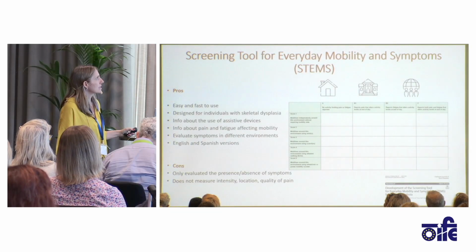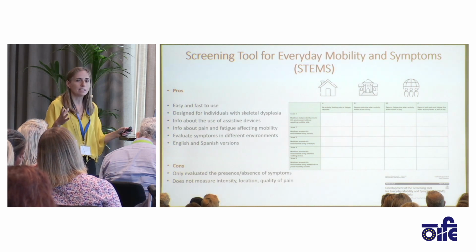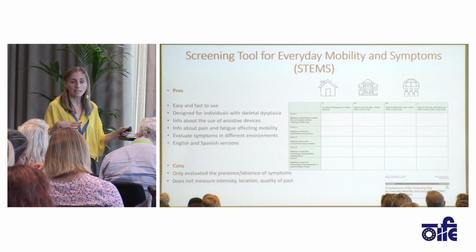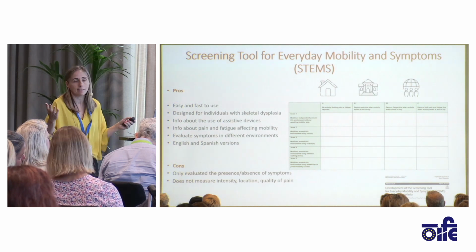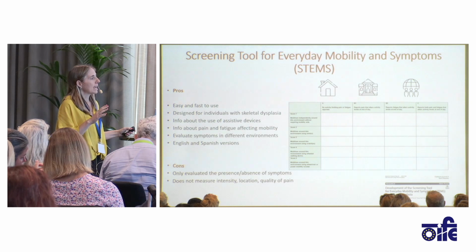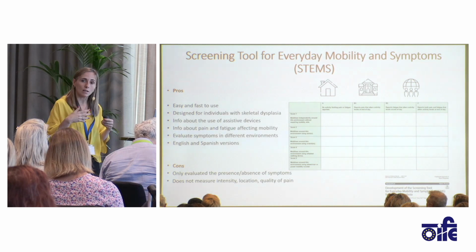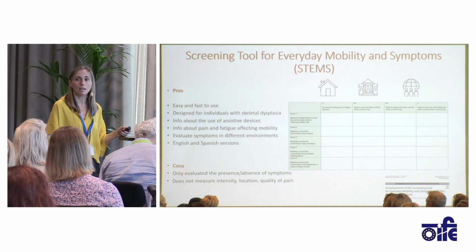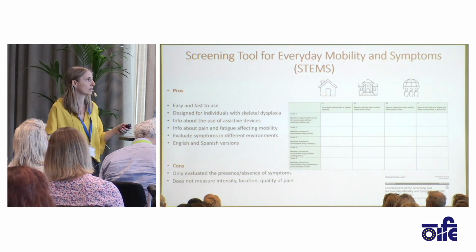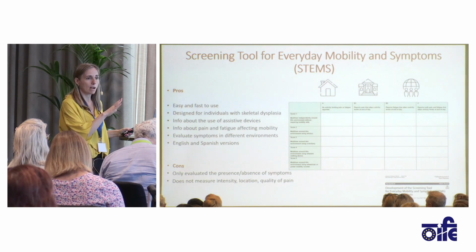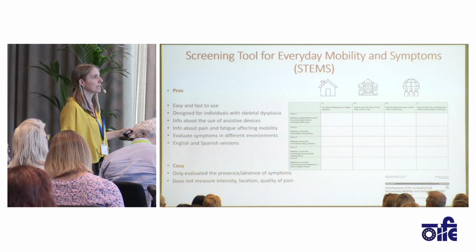The good part of this tool is that it's easy to use. The idea of this tool, it asks if activity and mobility is limited by pain or fatigue. So it doesn't only ask about pain, but also about fatigue, and I think that it's perfect. And also asks about the use of different mobility devices. So you can integrate these symptoms also with the mobility devices, and also ask all these symptoms in different scenarios, in different environments. So how things are going at home, how things are going at school or work, and how things are going in the community.